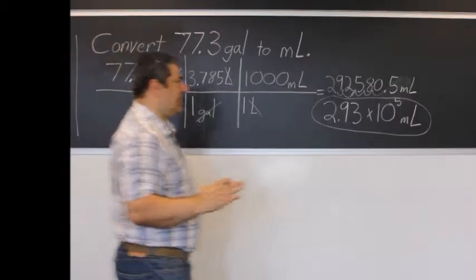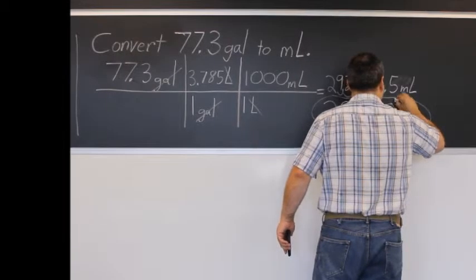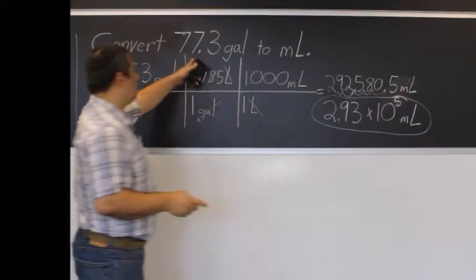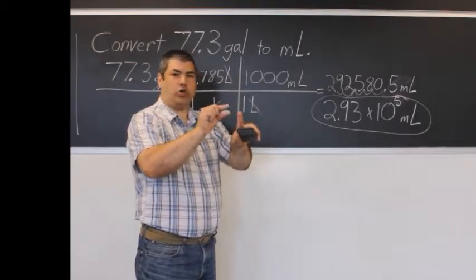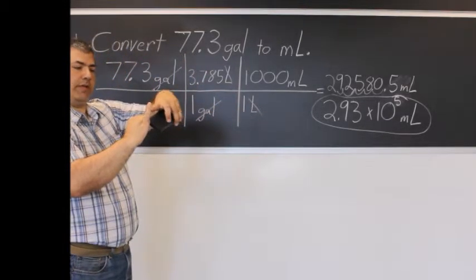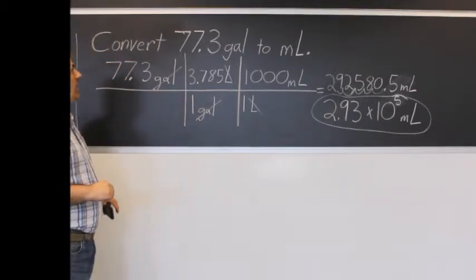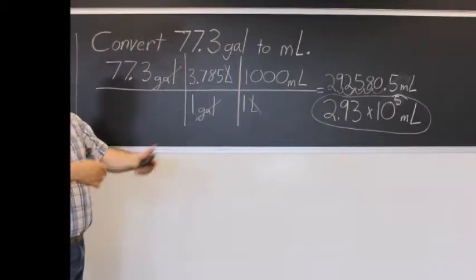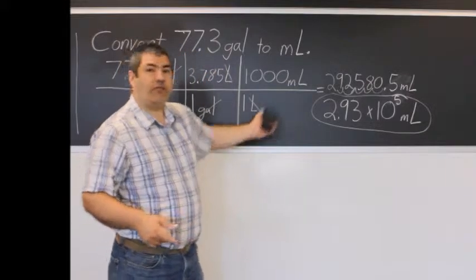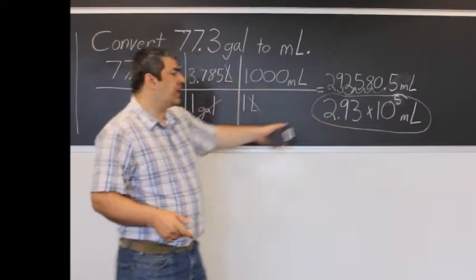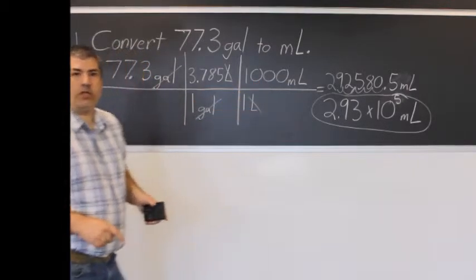And it's always good to just take a second and ask yourself, does that physically make sense? Gallons are large, right? A gallon of milk. Milliliters are small, a cubic centimeter. Basically, like the tip of your pinky, 1 digit of your pinky is about a cubic centimeter. So if we have 77 gallons, we're going to have a very large volume in milliliters. If this volume came out very small, that would tell you you've done something wrong. Most likely inverted one of your conversion factors.